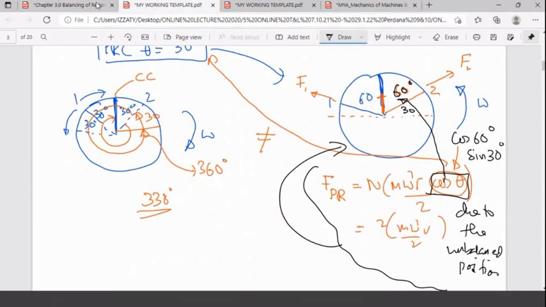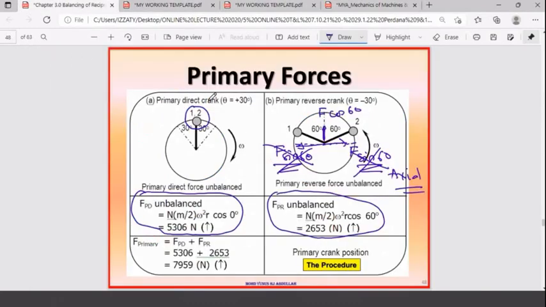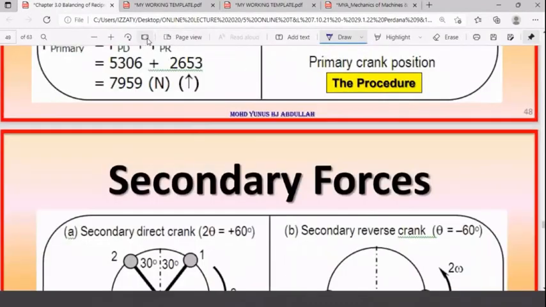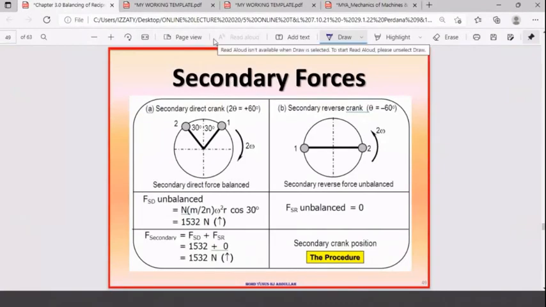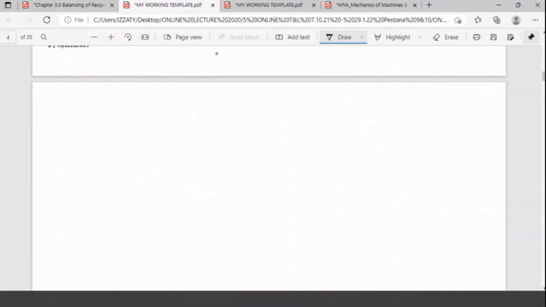So we move to the next one. This one is the primary crank diagram. Now this one is the secondary direct crank. This is the result. I'm not going to derive this one, I'm going to show you how it works. So this is the given equation from just now.